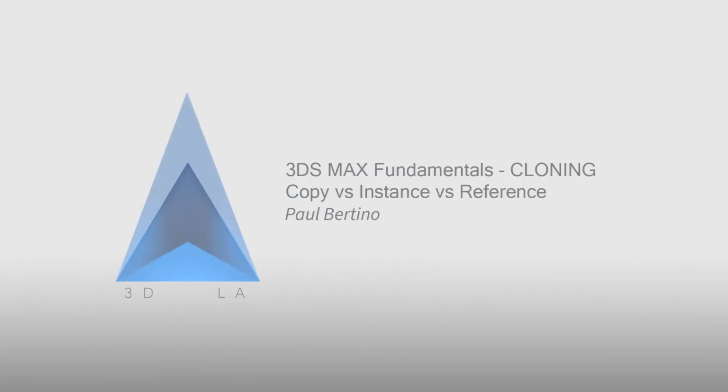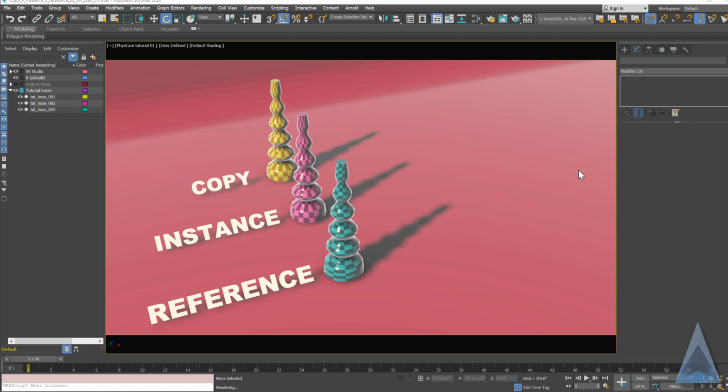Hi there. This is the first tutorial in a series about stuff you should know while working in 3ds Max. And today we're going back to basics, way back. We're going to talk about the three different ways to copy objects, or as Max calls it, clone.